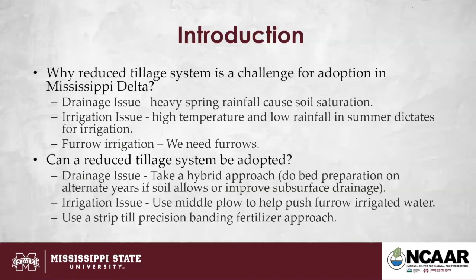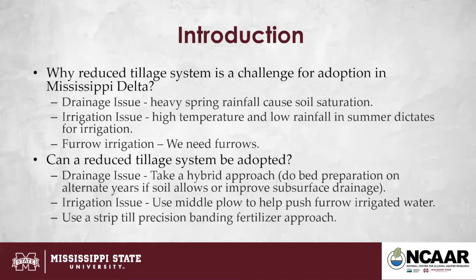What they will do is the bed preparation in alternate years, and if they are not able to put in new beds every year, then they will run a middle plow through it to help with irrigation during the season. Another thing we can do to help with drainage is use a subsurface tile drainage system, and that's a whole different subject to talk about.